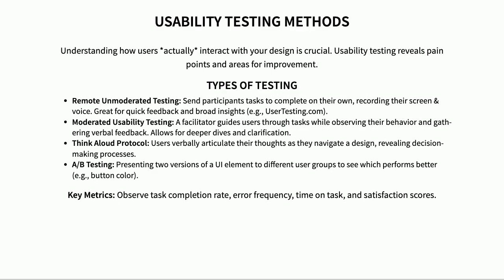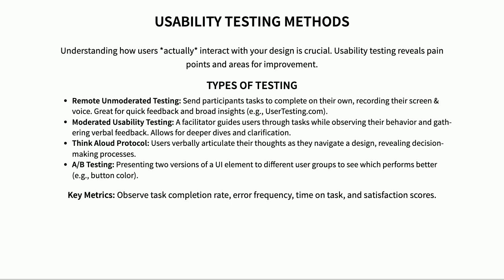Okay, let's talk about how we find out if our designs are actually usable. We do that through usability testing, basically watching people use our stuff and seeing what happens. There are a few different ways to go about it. First, you've got remote and unmoderated testing, where users complete tasks on their own while we record their screen and voice. This is great for getting quick feedback from lots of people.